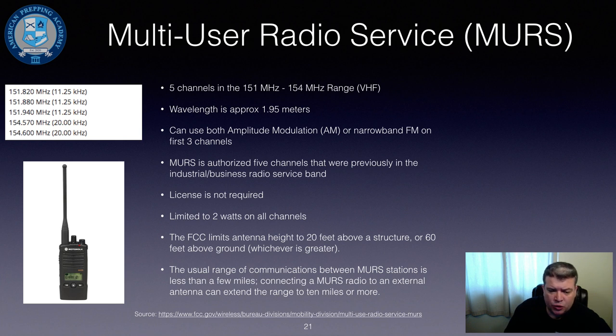It's limited to 2 watts on all channels, and the FCC guidelines for antenna height are 20 feet above the structure or 60 feet above the ground, whichever is greater. The usual communication range for MURS stations, according to the FCC, is less than a few miles, but if you connect a MURS radio to an external antenna, you might extend that range out to 10 miles or more.